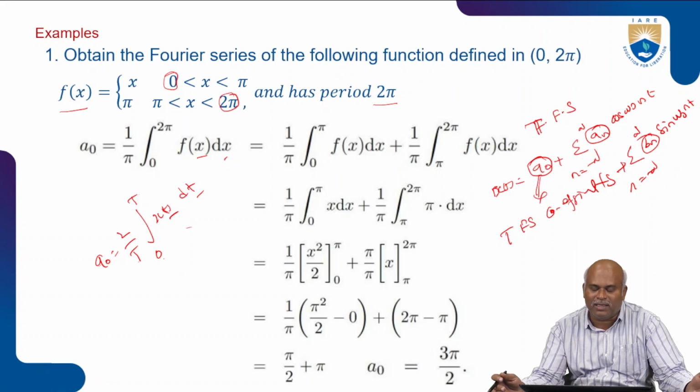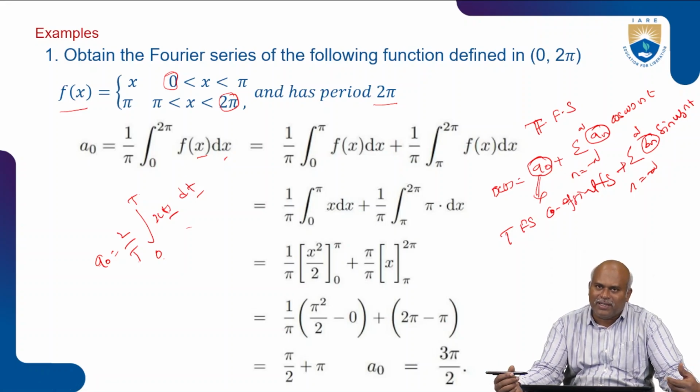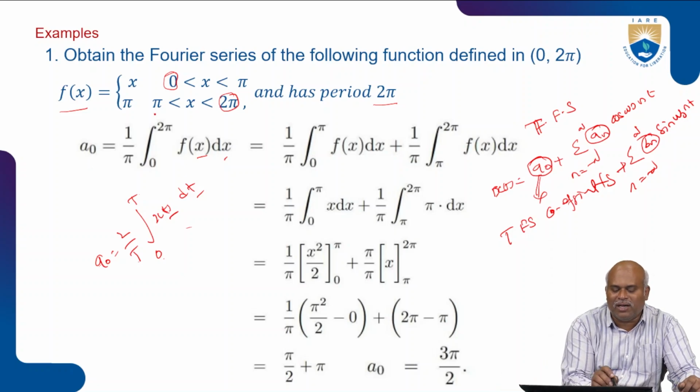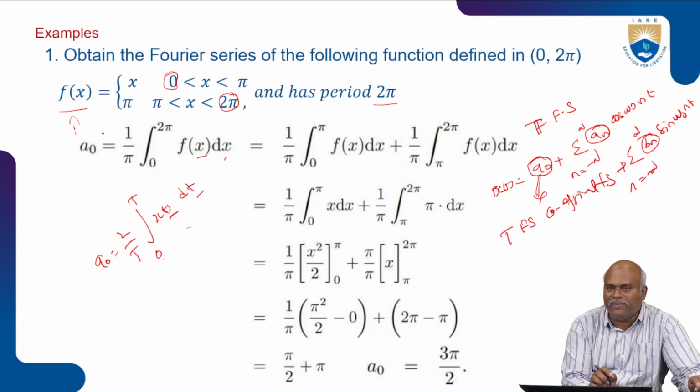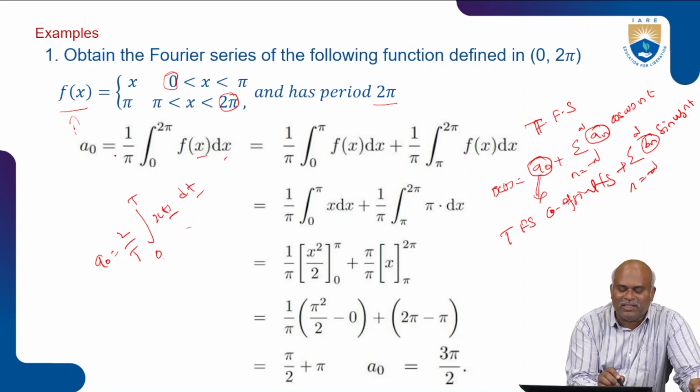According to the case of the sum we received, we may write the equation. Now a0, according to the sum we received f of x, so a0 is equal to 1 by T, the integration of 0 to 2 pi of f of x dx, we write.